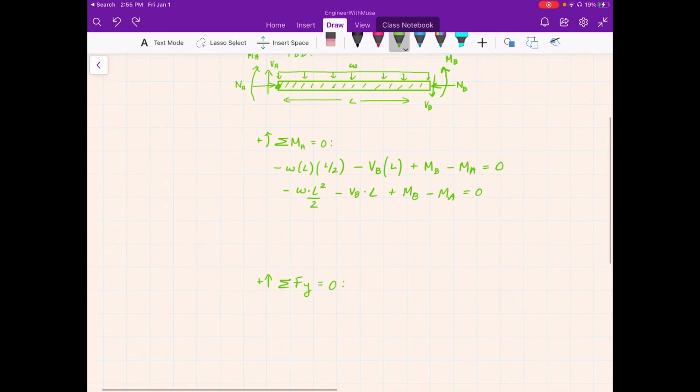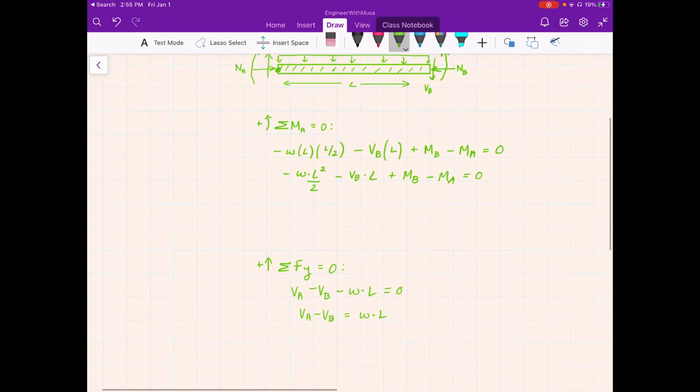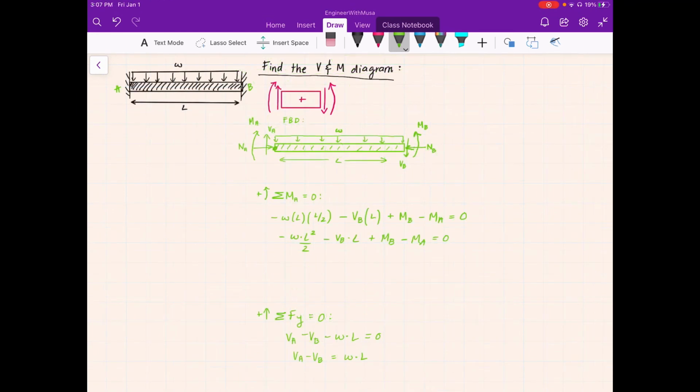So we notice that VA minus VB minus omega times L is equal to 0. Cool. So we know that VA minus VB is equal to omega times L. Awesome.